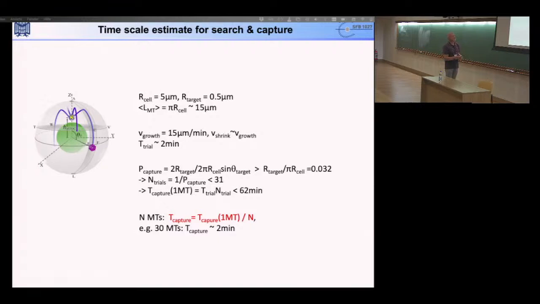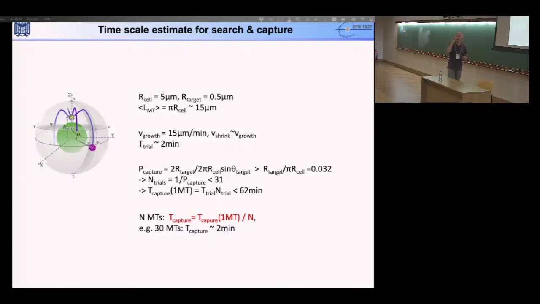Roughly, it means you have to try 30 times. On average, then you will hit it. And one trial costs 2 minutes, so 60 minutes. But you do not have only one microtubule. You have, let's say, 30 of them. And then you end up with 2 minutes until you hit the target. And then it is search and capture.